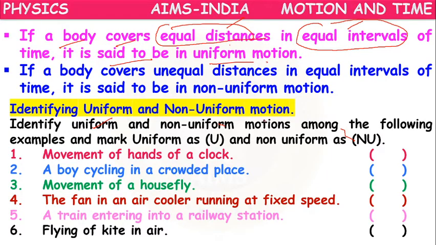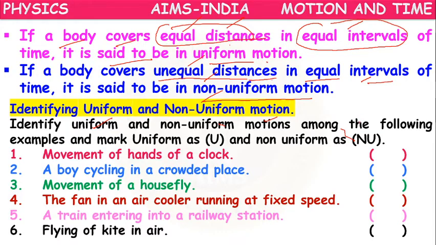Now, while defining non-uniform motion, what change will we make here? If a body covers unequal distances, instead of equal distances, in equal intervals of time, whereas the time interval will be the same and only the distance will change, it is said to be in non-uniform motion. In that way, we can define uniform motion and non-uniform motion.